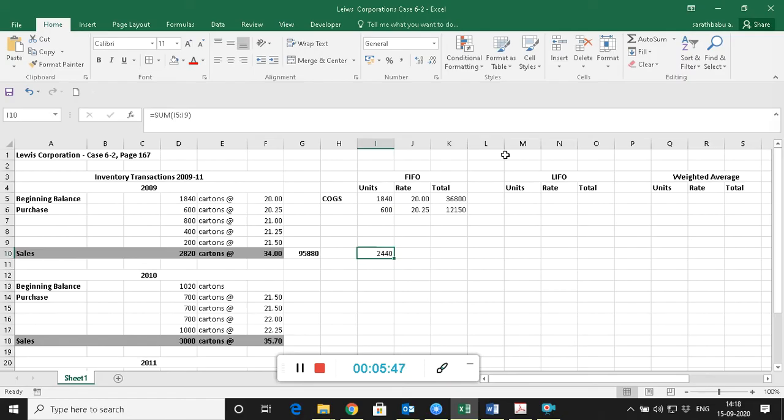I have to make sure that I'm reaching 2,820 here. Right now my total consumed inventory is 2,440. So now I'll have to take the third lot, which is 800. How much should I take from the third lot? Should I take the entire 800 or a portion of the 800 to make this 2,440 into 2,820?